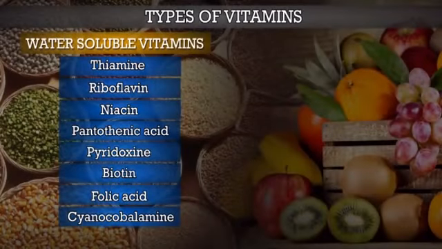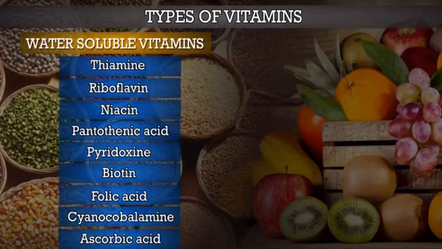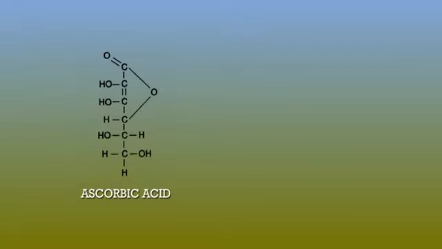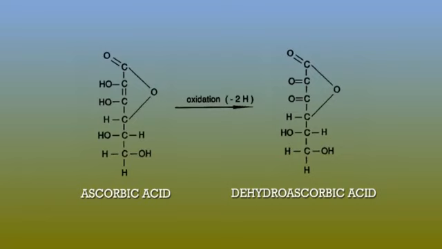Next vitamin is ascorbic acid. Ascorbic acid is also known as vitamin C. Ascorbic acid is an enediol of a hexose sugar acid and is a naturally occurring lactone. This is the reduced form of the vitamin, the oxidized form being dehydroascorbic acid.